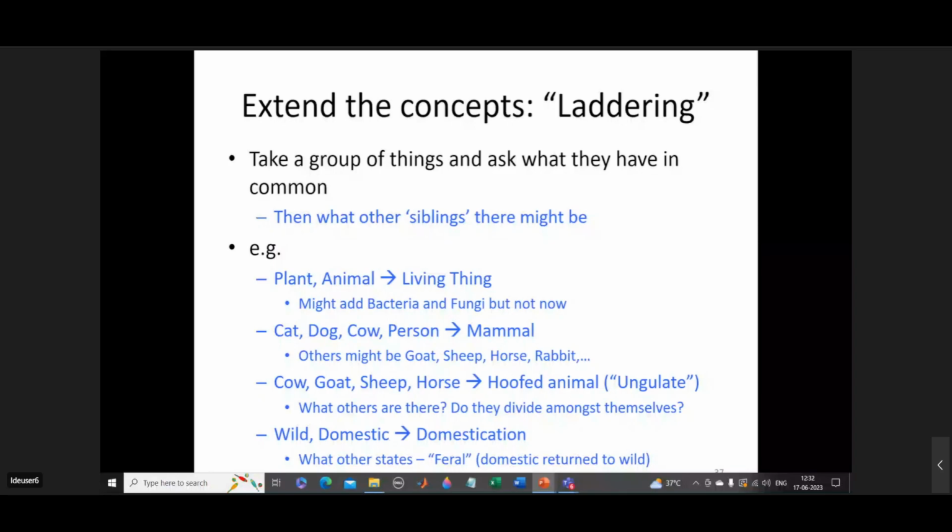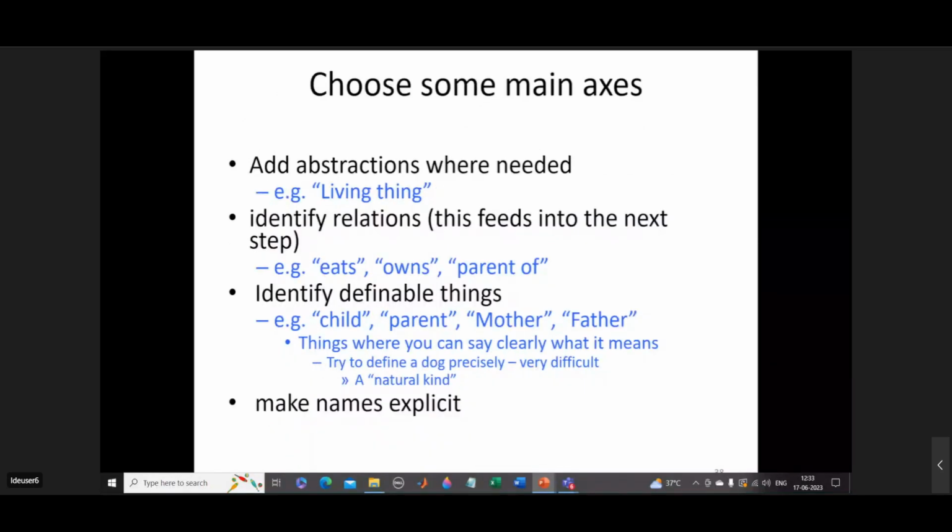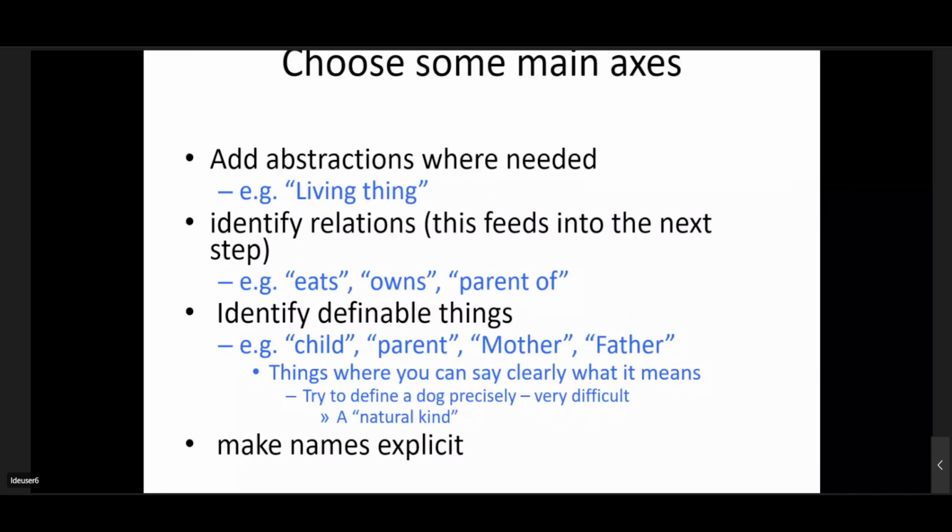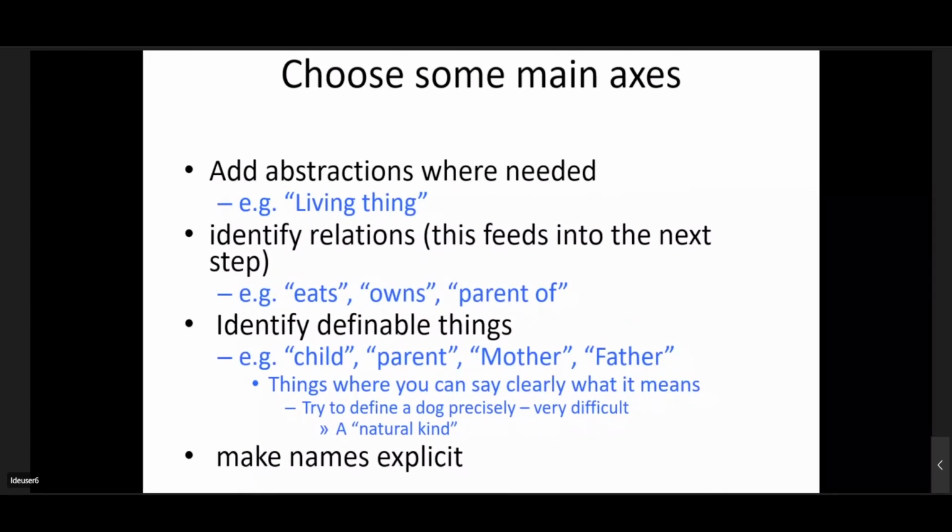Okay, so you can say plant and animal are living things. Then cat, dog, cow, all these are mammals. So like that you can group it. And out of this you have to choose a main axis and the abstractions. So living thing. Okay, so you have to identify some relationship and it should be definable. And you have to explicitly name it.